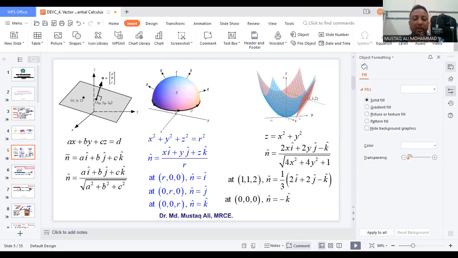Similarly, for the sphere, x square plus y square plus z square equals r square is the sphere equation passing through the origin. So here n cap equals (x i bar plus y j bar plus z k bar) by r. As we know, x square plus y square equals z square is a hyperbola equation.